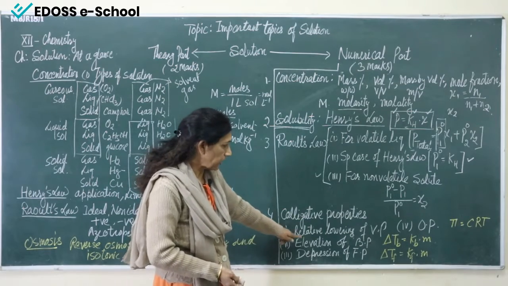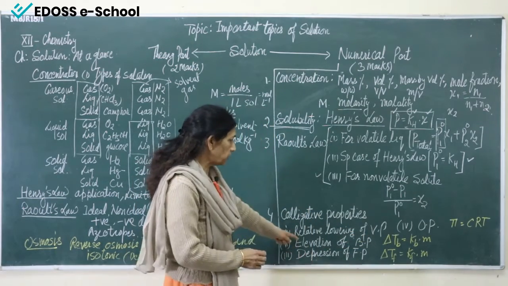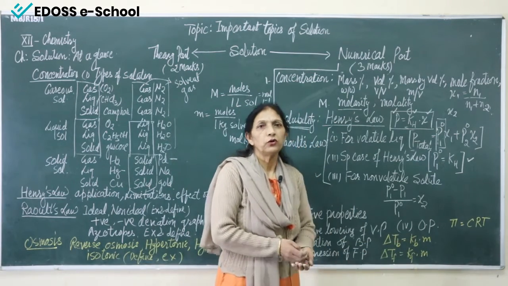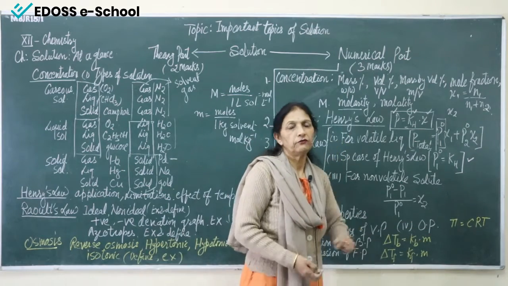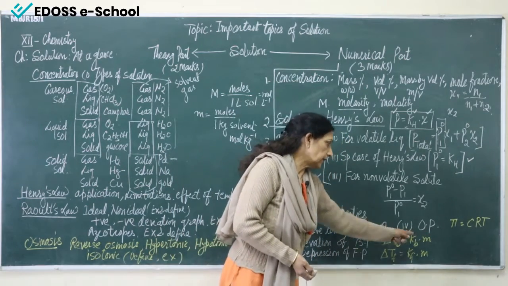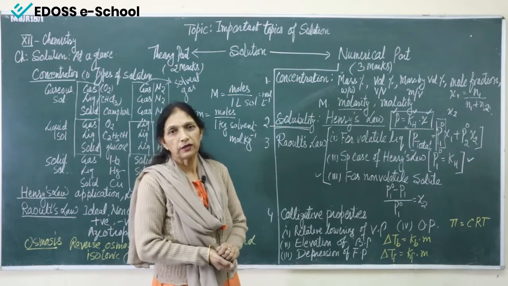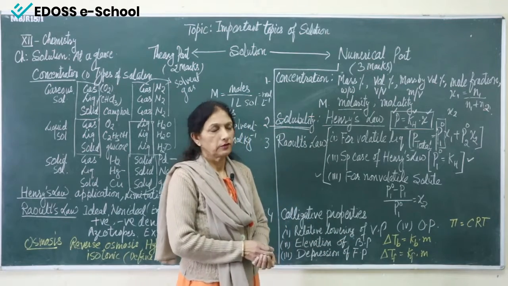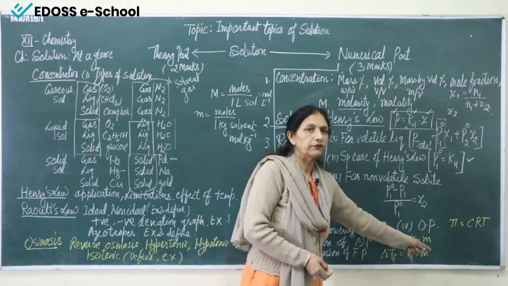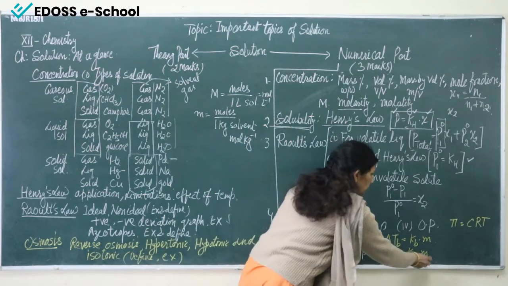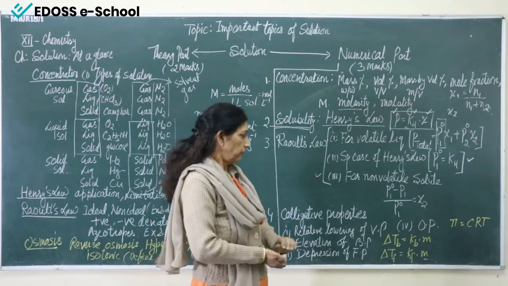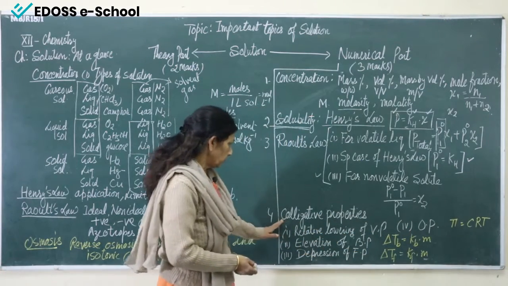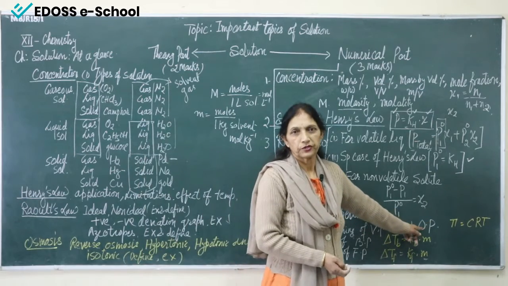The second colligative property is elevation of boiling point. For this, the formula is delta Tb is equal to Kb into m. By putting the value of molality, we can find the molar mass of solute. And third is depression of freezing point. In the same way, delta Tf is equal to Kf into m. Here again, if you put the value of m, we can easily find the molar mass of solute. So three types of numericals, and fourth is osmotic pressure.